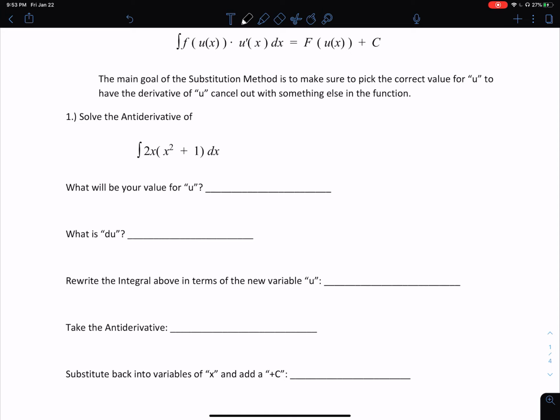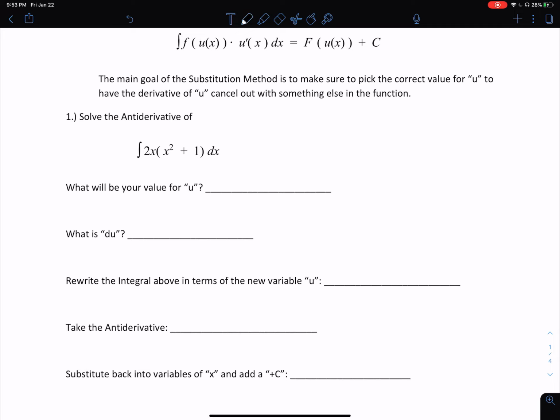But let's just start. So we want to solve for the antiderivative of this, 2x times x squared plus 1. And first step, what will be the best value for u? The way that I learned to choose my u is you make u something that when you take the derivative of it, it'll cancel with something else.